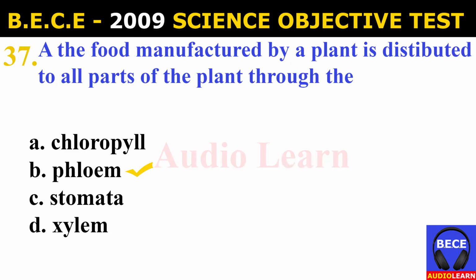Number 37. The food manufactured by a plant is distributed to all parts of the plant through the A. Chlorophyll, B. Phloem, C. Stomata, D. Xylem. And the answer is B. Phloem. The food manufactured by a plant is distributed to all parts of the plant through the phloem.